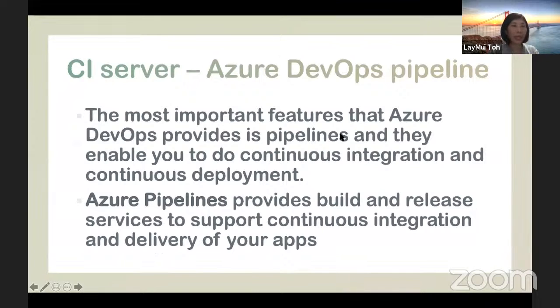So for me, I choose the CI server, the Azure DevOps pipeline. So one of the most important features of Azure DevOps, it provides a pipeline that enable you to do continuous integration and continuous deployment. So Azure pipelines provide the build and release services that support this continuous integration and delivery of your apps.